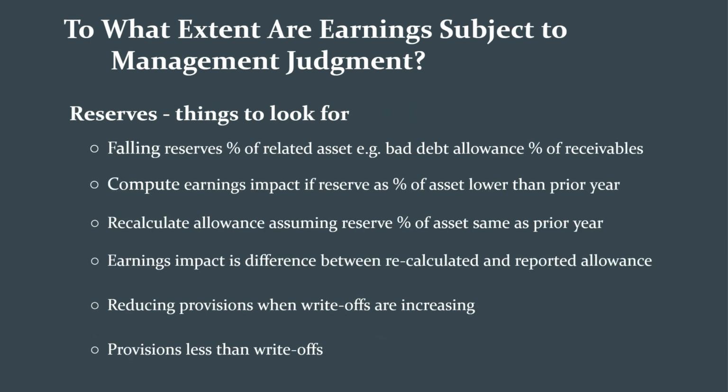Things to look for when analyzing reserves. If reserves are falling as a percentage of the related asset, for example, bad debt allowance as a percentage of receivables, if this is falling too much, it could be a sign that the company is managing this reserve. Compute earnings impact if reserve as a percentage of asset is lower than the prior year. Then you recalculate the allowance, assuming the reserve as a percent of asset is the same as prior year. The earnings impact is the difference between the recalculated allowance and the reported allowance.